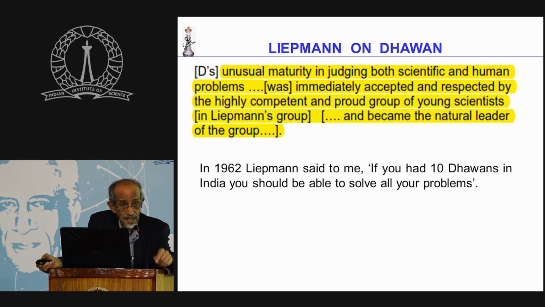1962 also was the year when India was fighting China. And we lost that fight, as all of you know. When Liebman heard that the Chinese had actually made advances, he said to me, you know, if you had 10 Dhawans in India, you should be able to solve all your problems. I mean, that was the appreciation that he had for his leadership.